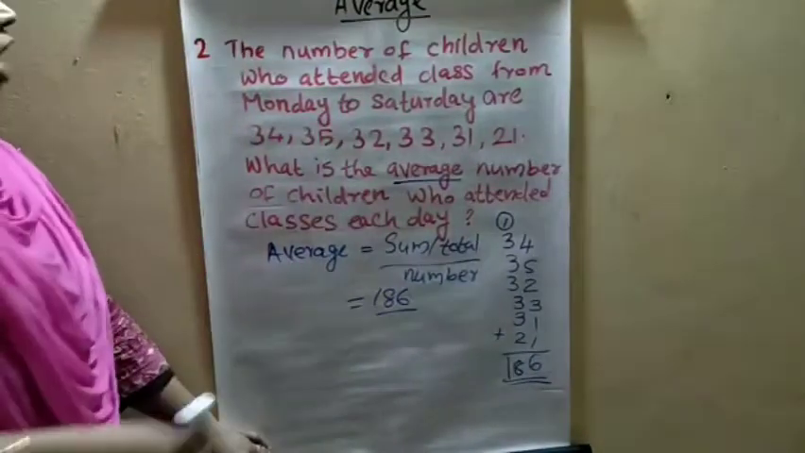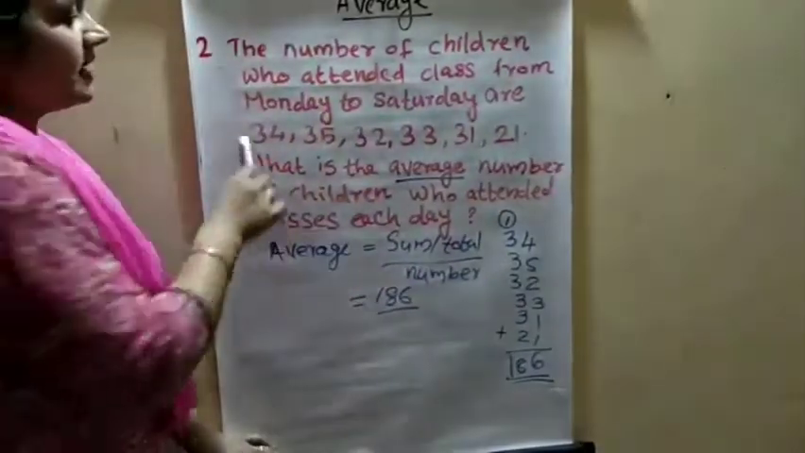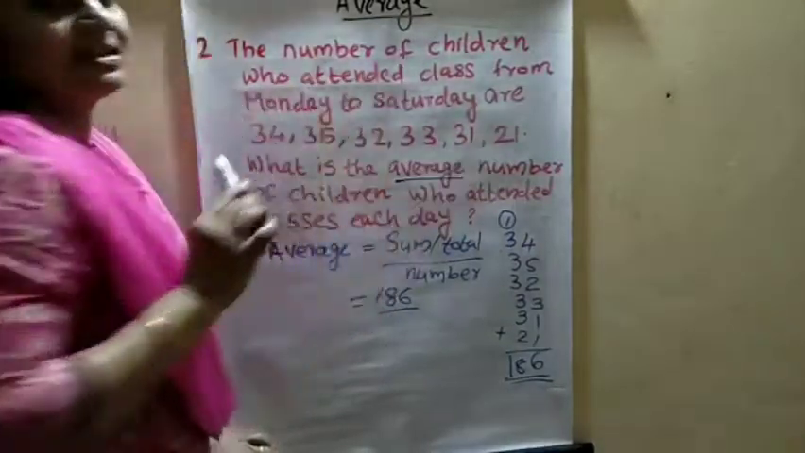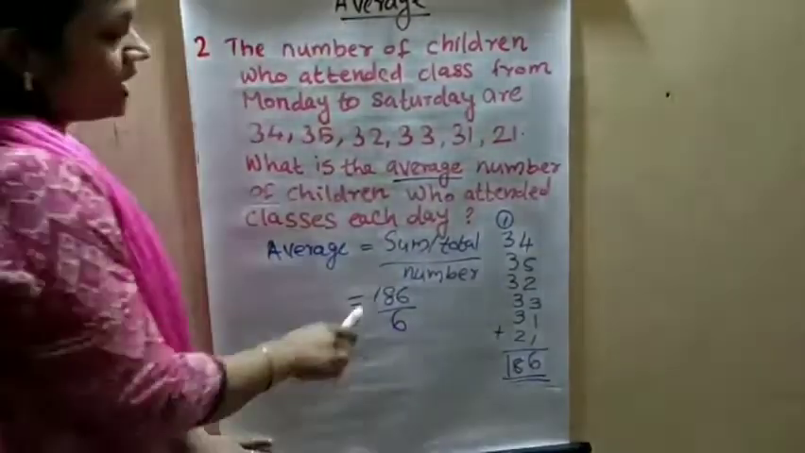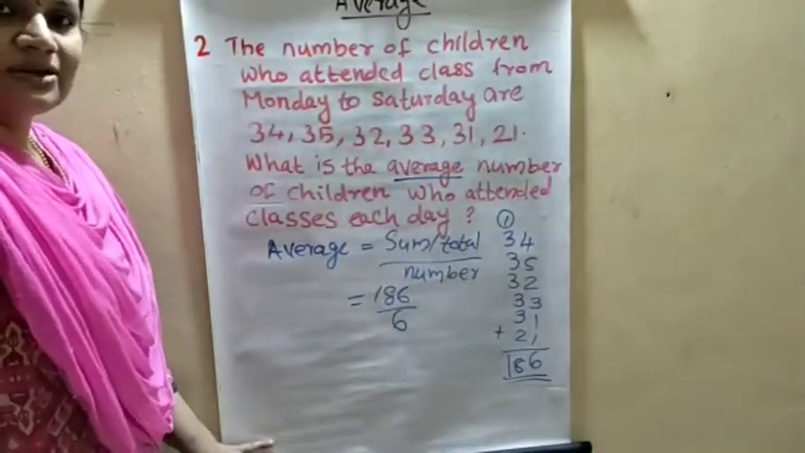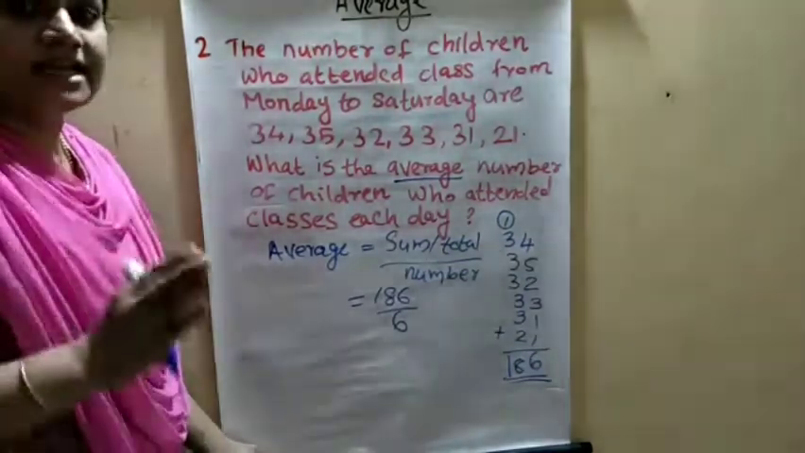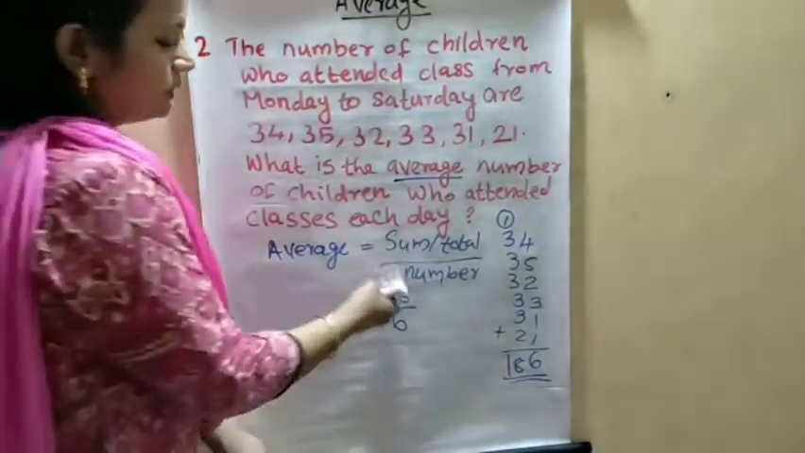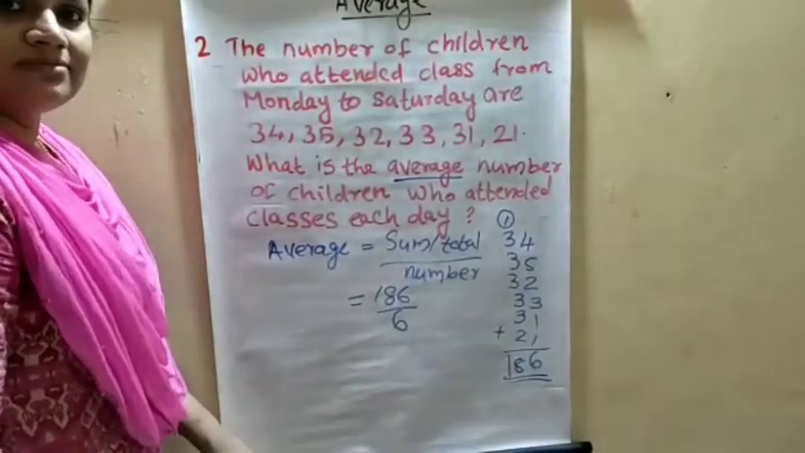186 divided by what? How many days are given? Monday to Saturday. How many addends are given here? 1, 2, 3, 4, 5, 6. So the number of addends is 6. So we can divide 186 by 6. Can you divide this? Do you know table 6? First of all you should study the tables 1 to 10. Then this division is very simple. Can you do this problem?